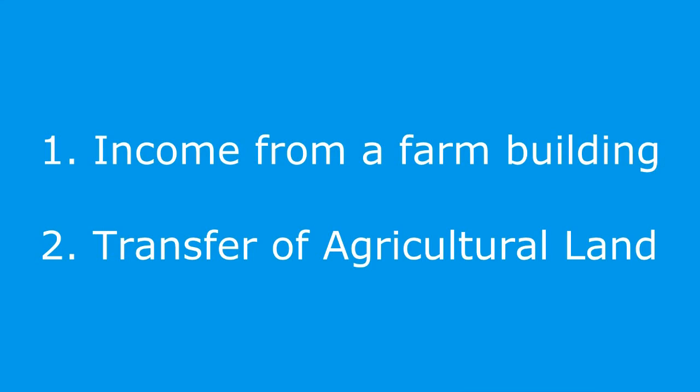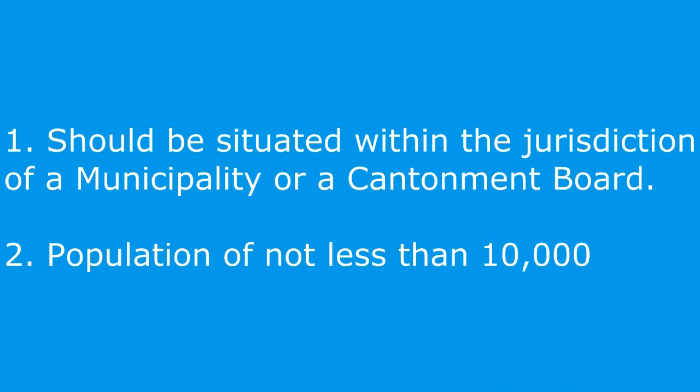You might have noticed I have used the term specified area in the case of income from a farm building and transfer of agricultural land. So you are required to know the meaning of specified area. Any area shall be considered as specified area provided two conditions are satisfied. The first condition is it should be situated within the jurisdiction of a municipality or a cantonment board. The second condition is it should have a population of not less than 10,000 according to the last preceding census. If both these conditions are satisfied, then it shall be considered as a specified area.